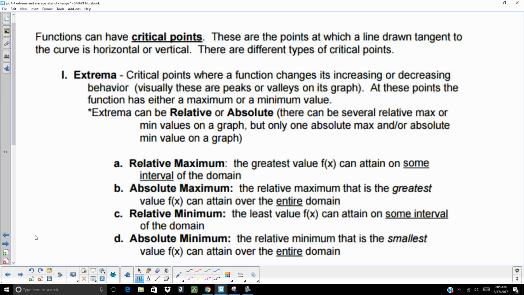I'm going to let you pause and read some of this on your own. This is some of the math speak of it, but I'm going to try and break it down so that it's pretty understandable. Extrema, that's pretty much a high or a low point on a graph. A relative maximum, that's the top of a hill. Absolute minimum or absolute maximum, that is the tallest part of the entire graph. A relative minimum, that's at the bottom of a hill. The absolute minimum is the smallest part of the graph, or the lowest part of the entire graph.